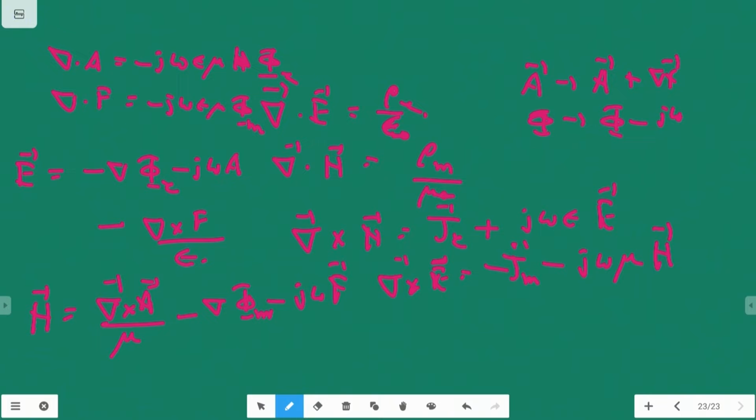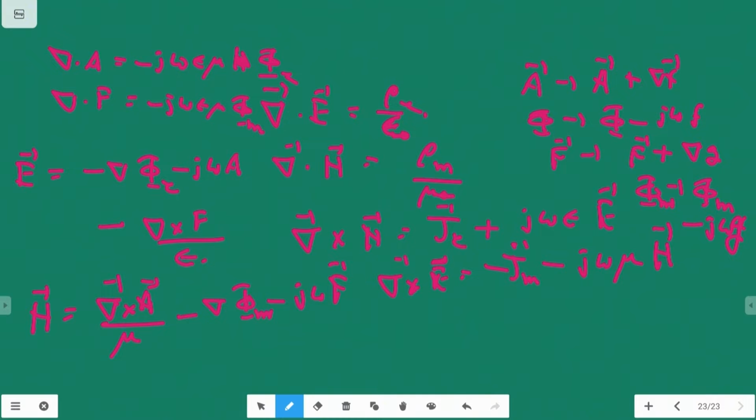and similarly F goes to F plus del g, and phi m goes to phi m minus j omega f m minus j omega g. Under these transformations the electric field and magnetic field do not change at all. Del cross F, for example, will become what? Del cross F will go to del cross F plus del cross del g, and del cross del g is 0.